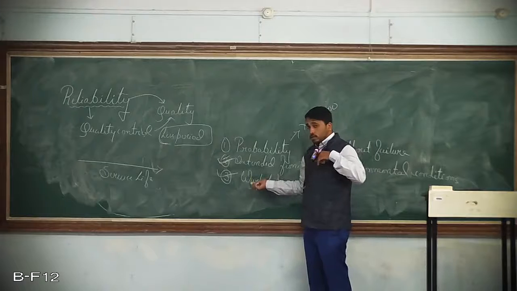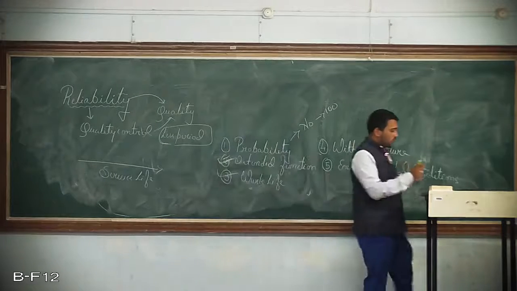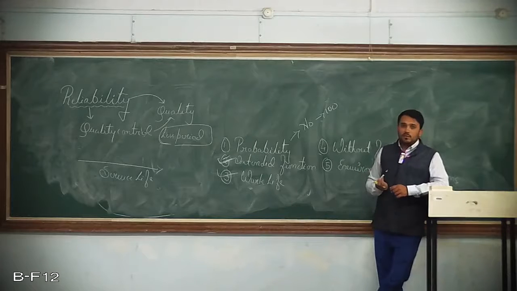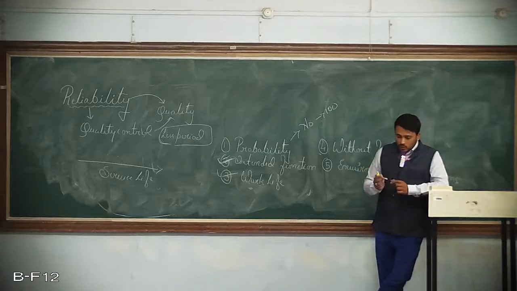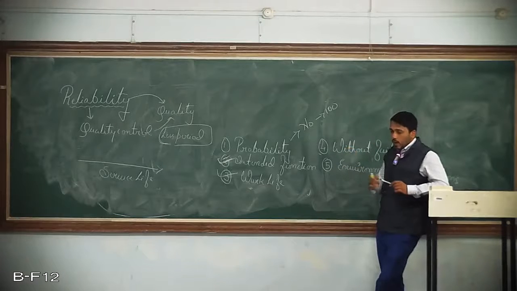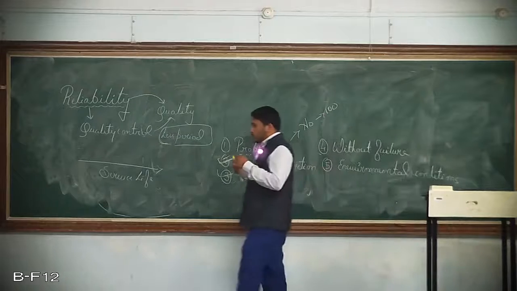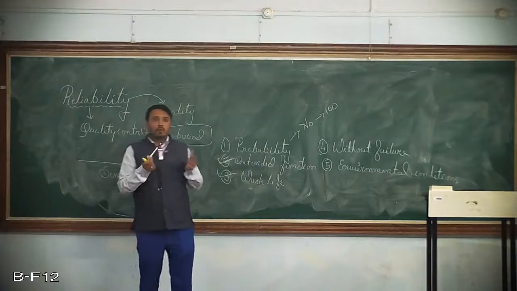What is next is the work life. So I can say that this pen is working. If the pen is manufactured, it can't work throughout my life, isn't it? Sometimes it may stop its function. So that is called its work life. And then without failure, if I am using this pen, I know that for a certain period of time it will work well, and after a certain period of time it will not work well.